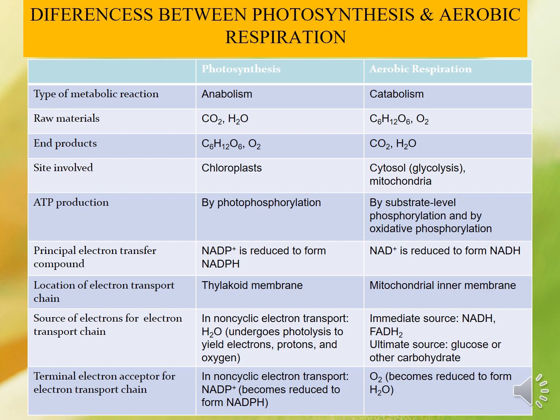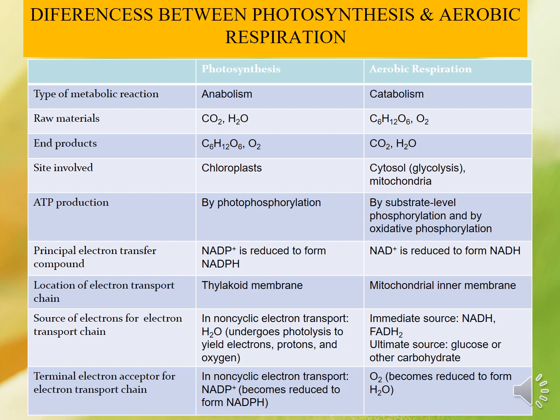However, photosynthesis is a different type of metabolism because it produces glucose as the end product, and contrary to aerobic respiration, the raw materials of photosynthesis are CO2 and water. The end products are glucose and oxygen. The site is also different, because photosynthesis occurs in the chloroplast, and aerobic respiration occurs in the cytosol and mitochondria. The cytosol is involved in glycolysis.